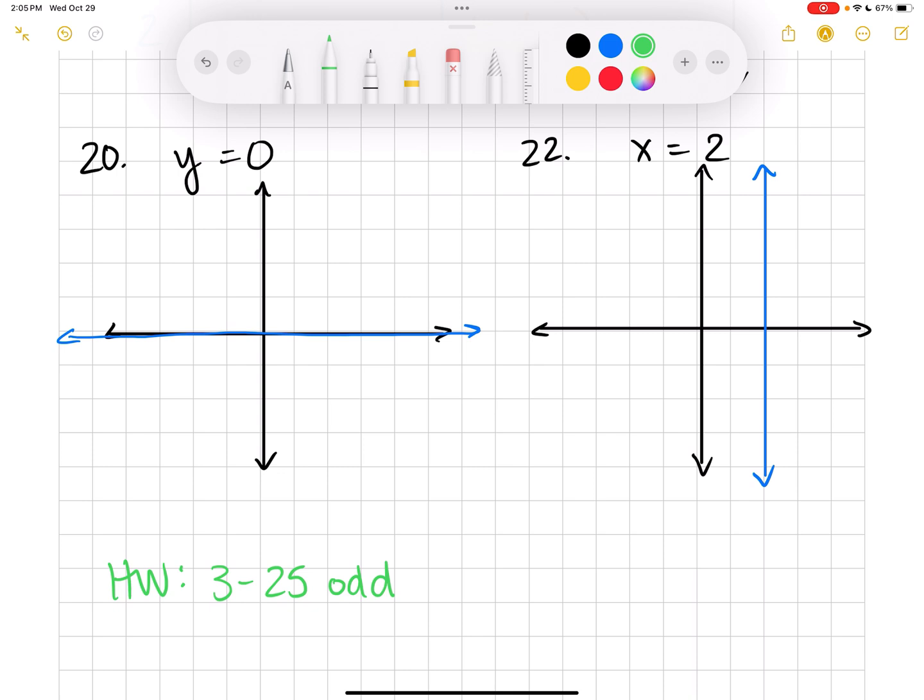Yes, yes. On numbers 23 and 25, you do not have to copy them over. You can just write the answer because they're just matching.